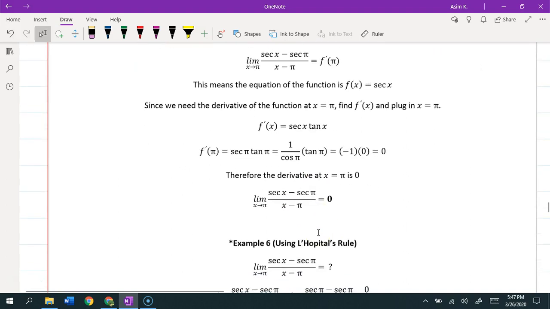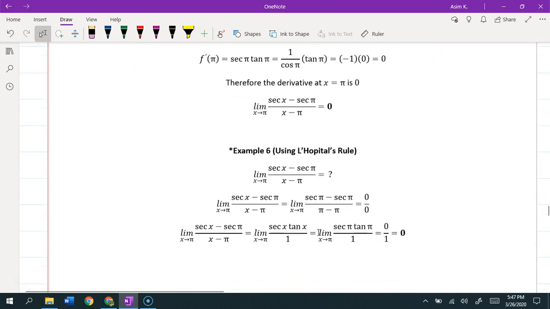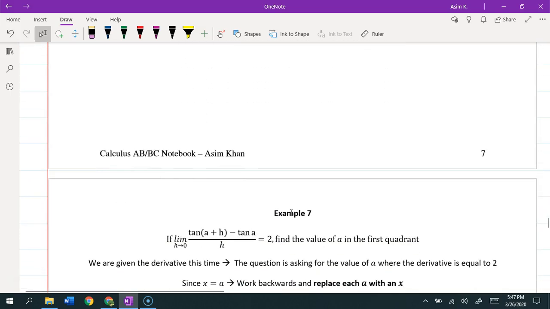Can we use L'Hopital's rule? You can certainly use it. You'll end up with that same exact situation, and you'll end up with the same exact answer as well. You're more than welcome to check it by yourself, inshallah.